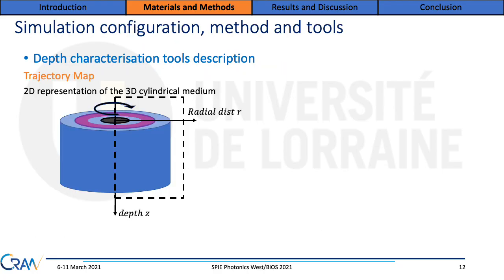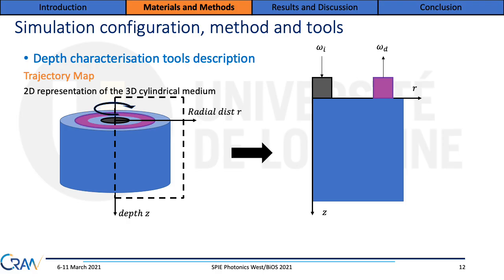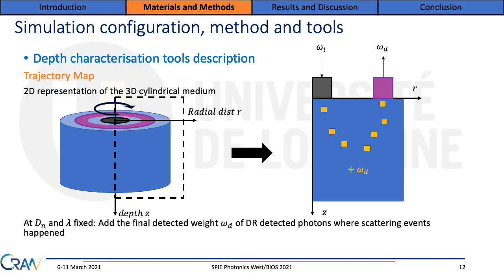From the code described so far, tools to characterize the depth behavior of the detected photons have been created for fixed wavelengths and fixed source-sensor distance. It's the case of trajectory maps that are obtained from a radial revolution around the z-axis. Black and purple surfaces represent the source fibers and the detection areas on the top of the skin volume. When a photon is detected, it consists in incrementing the position where a scattering event happened by its final weight.